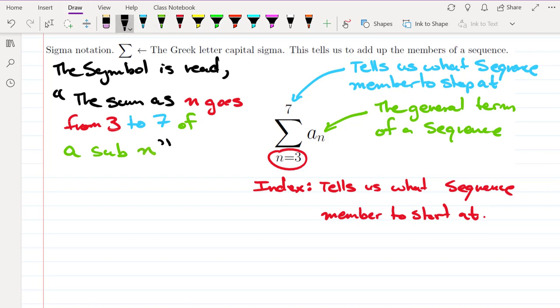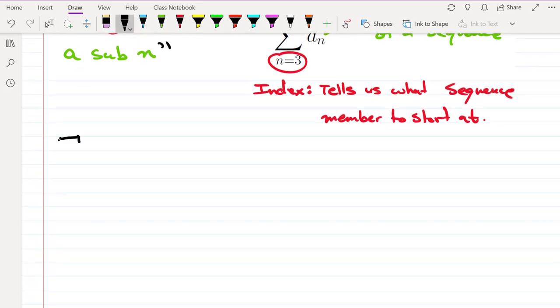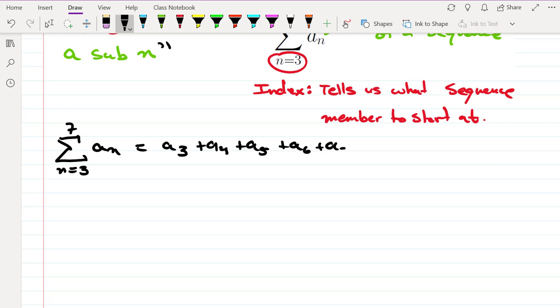So in our sigma notation, we read this as the sum, so the sigma symbol is read as sum, as n goes, the index where we start, from 3 to 7, our stopping value of our sequence. So to make this example a little bit more explicit, the sum as n goes from 3 to 7 of a sub n would be, we start at a sub 3, so it would be a sub 3 plus a sub 4 plus a sub 5 plus a sub 6 plus a sub 7, and we would stop at a sub 7.